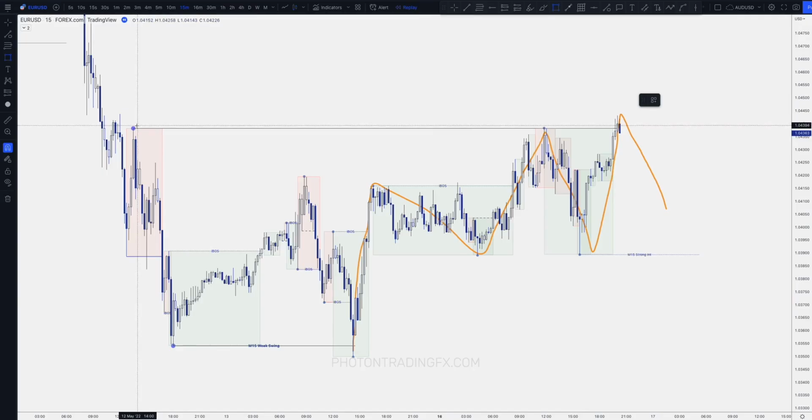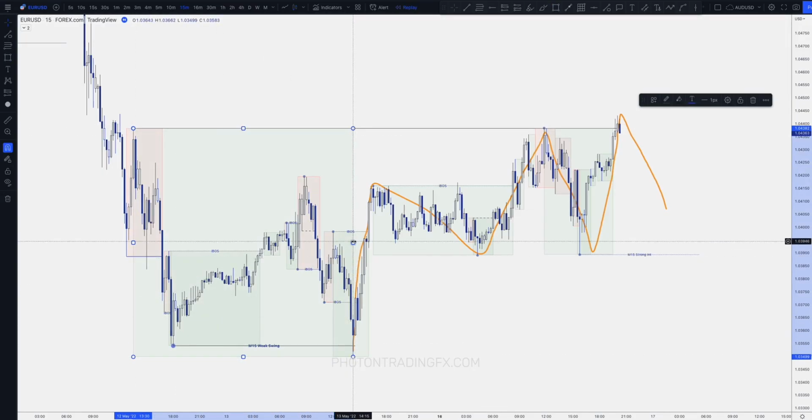So now if we zoom out a bit, we draw from the swing high down to the swing low, which will actually be the lowest point, right? That then went to break on that high.